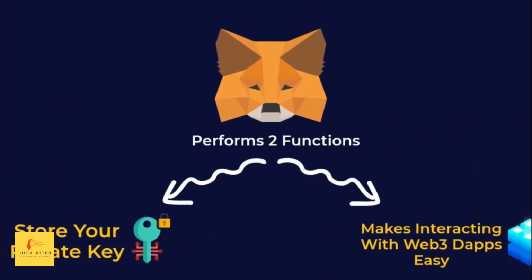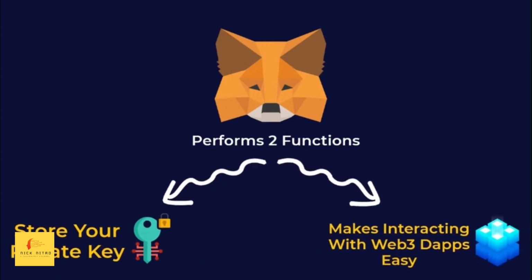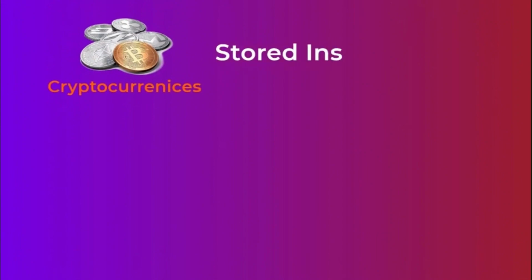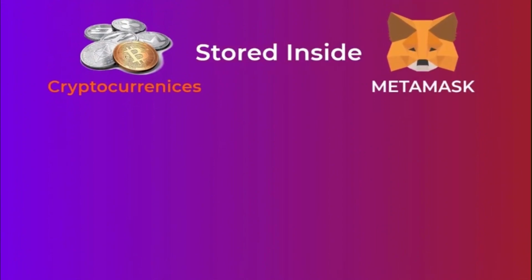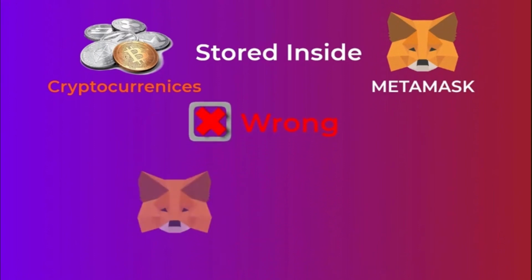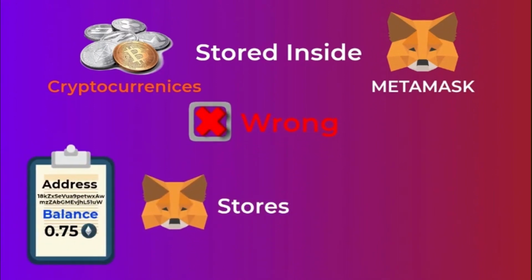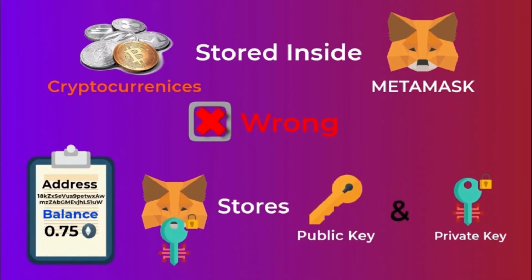First, it stores your private key, allowing you to store your crypto. A very common misunderstanding here is that many beginners think that cryptocurrencies are stored in Metamask or in any other crypto wallet. This is totally wrong. A crypto wallet like Metamask stores only your public key and your private key, and then uses your private key to sign and approve transactions.